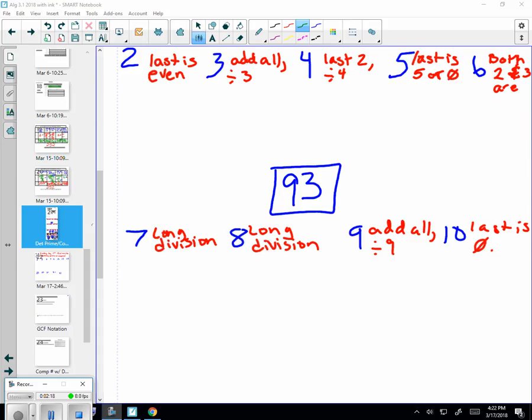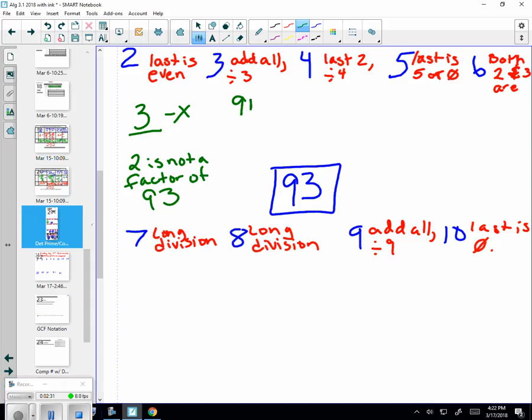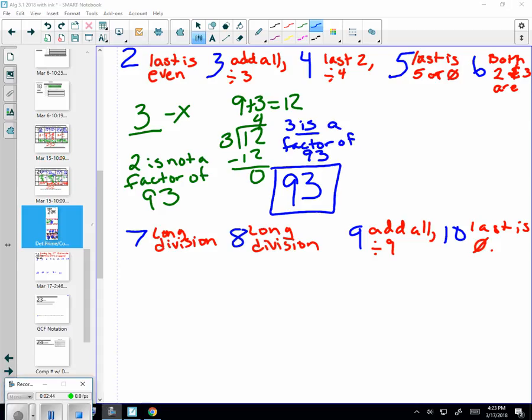Now, for the number 2, we look, is the last digit even? Well, the last digit is 3, so no, it's not, which means 2 is not a factor of 93. Let's try 3. We're going to add up all our digits, and then we're going to divide that sum by 3 and see that we get nothing left over, which means we have found 3 is a factor of 93. Because one of our divisibility rules works, we can actually stop and know right now this is a composite number.